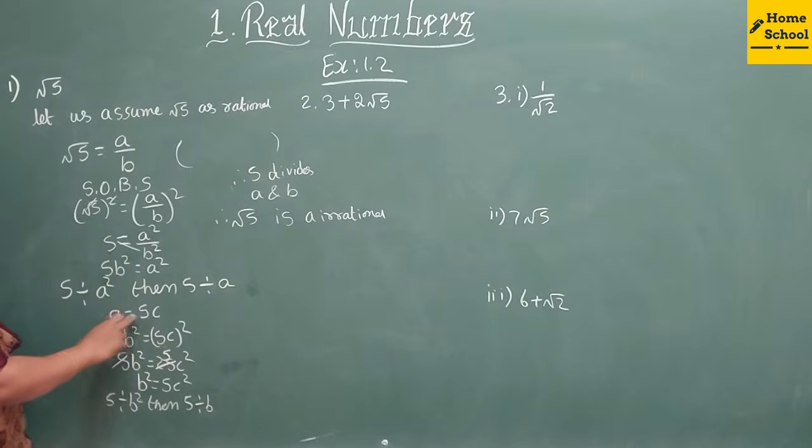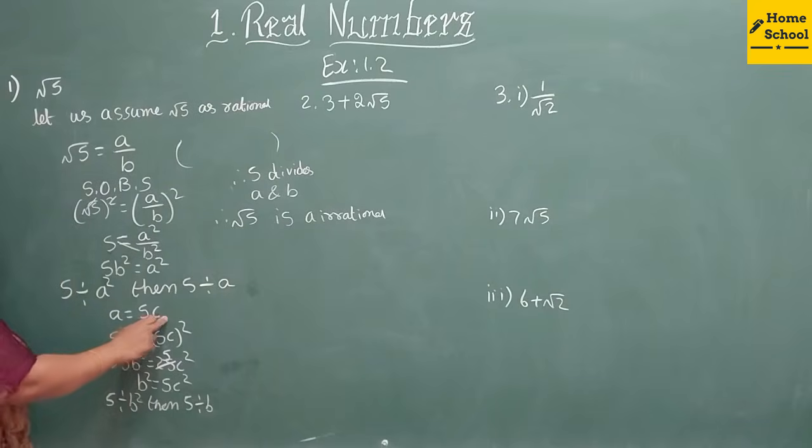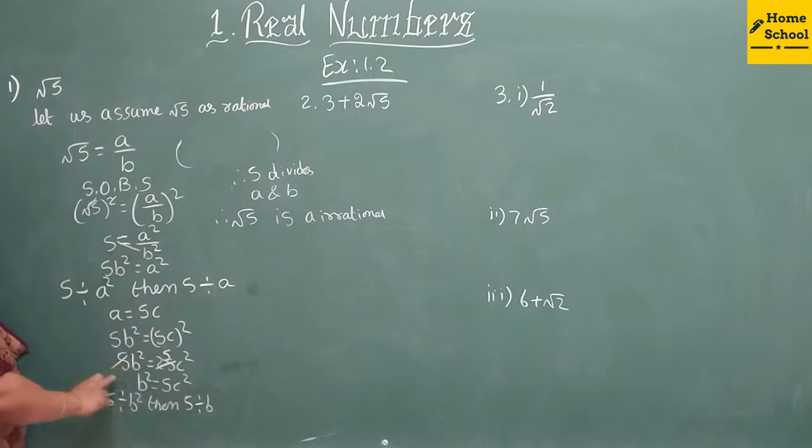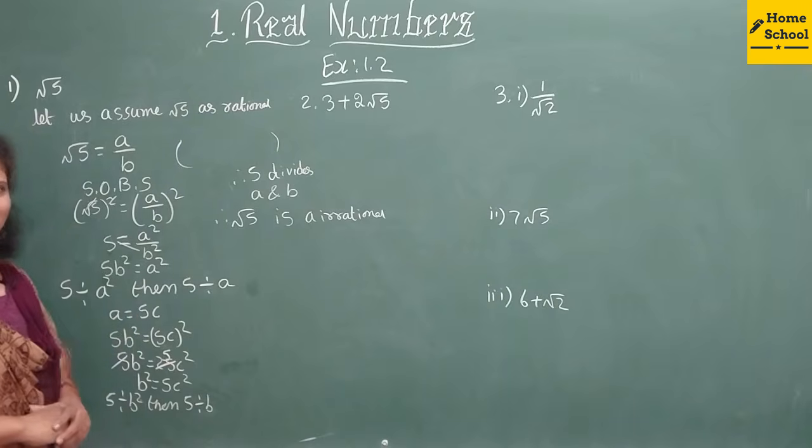Again, in the place of a, what do I have to write here? What number are you assuming? Root 2, right? So, 2c. 2b square is equal to 2c whole square. 2b square equals 4c square. Cancel, and you are going to get b square is equal to 2c square. Then now again, 2 divides both a and b. Therefore, root 2 is irrational.